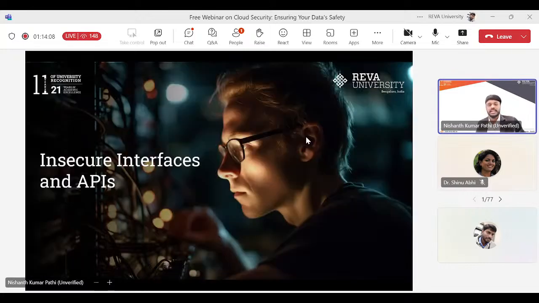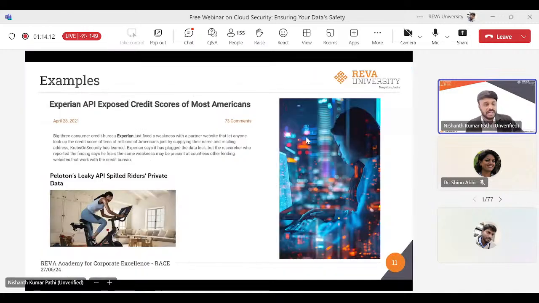The other important area is insecure interfaces or APIs. So let me take one case study here. This happened again in 2021, where there was an issue with the APIs from Experian, which exposed credit cards. Credit card information of millions of customers has been exposed because of the misconfiguration in the APIs. Now, why do we have to talk about APIs?